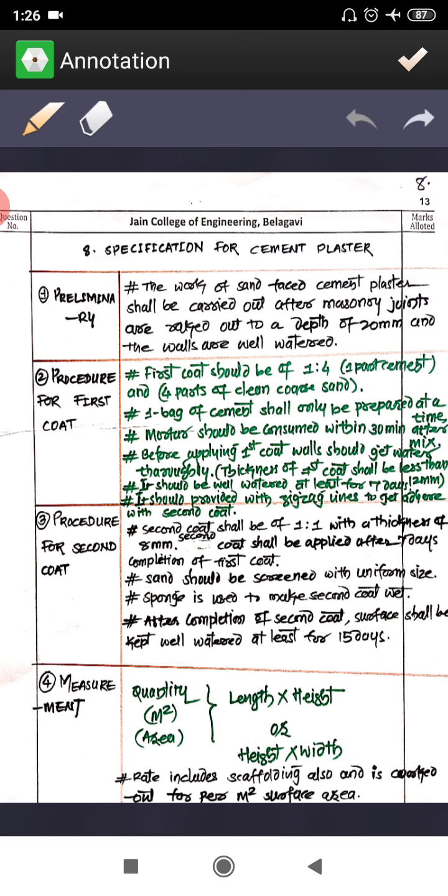And the first thing you are going to do is clean the surface, that we call the preliminary step, right? The first step will be the preliminary step there. The work of sand-faced plastering shall be carried out. After the masonry joints, you have to scrape it out, you have to rake it out to a depth of 20 and then the walls are well watered. That thing you have to do here, that we call preliminary work.